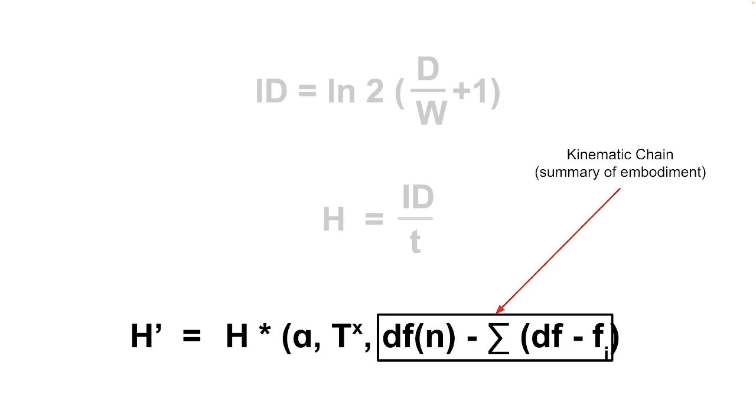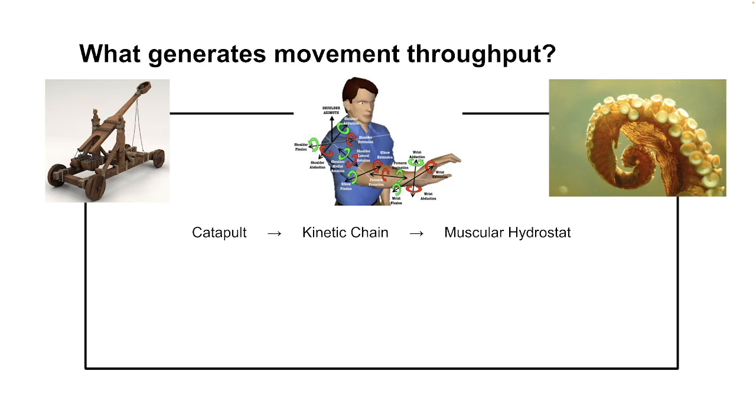And then finally, we have the kinematic chain, which is a summary of embodiment. And we'll get into this in the next slide. This is a summary of the degrees of freedom of your effector, or in this case, your arm that's making the movement, summing over all those degrees of freedom for each degree and its current state. We'll get into that in the next slide. That's the kinematic chain, which is also a summary of embodiment. So we're actually going to talk a little bit about embodiment here in terms of what the operator, the agent is doing. And there are a lot of ways that we can generate movement throughput.